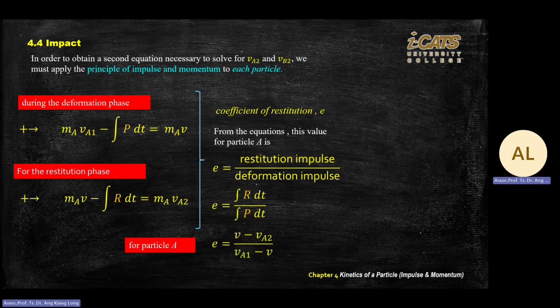So if you put all the equations together, I skip the derivation already. At the end, you arrive at this equation: V minus VA2 divided by VA1 minus V. This one is derived from these two equations. You simplify, you get this equation. And we cancel out this PT and RT cancel out because we conserve the impulse.